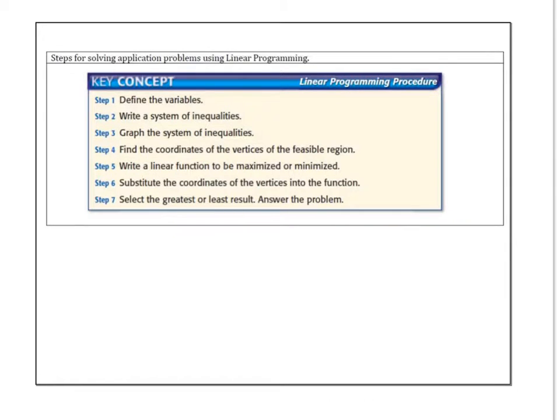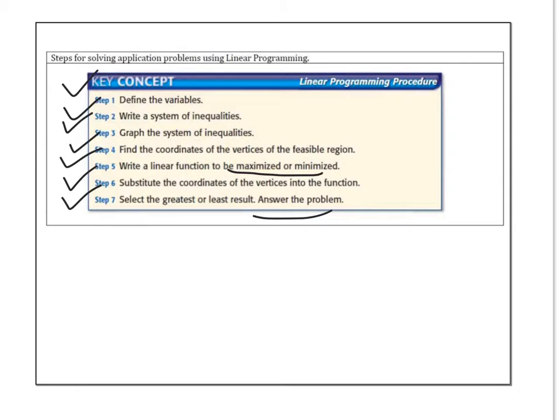So what you're trying to do is this. Define the variables, write a system of inequalities, graph that system, find the feasible region, the coordinates, write a linear function to be maximized or minimized, and then check it like we were doing, and then select the greatest or least result to answer the problem. So it takes a little bit of work, a little bit of process, but you can do it.